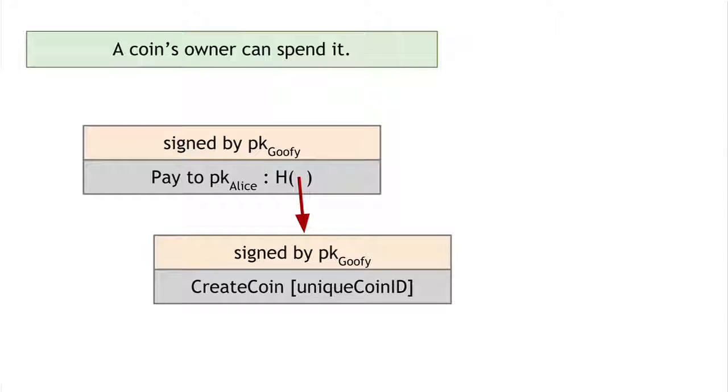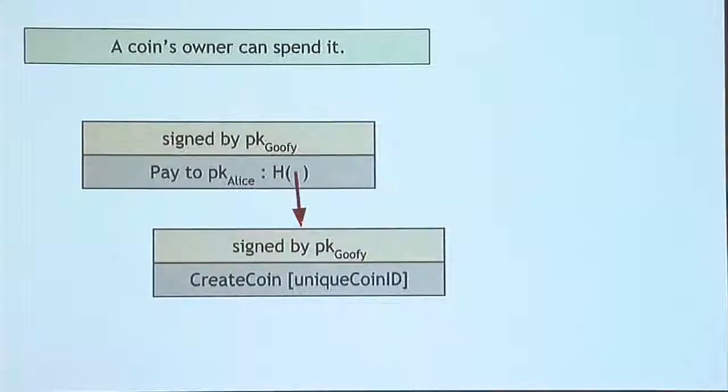The second rule of Goofy Coin is that whoever owns a coin can pass it on to someone else. They can spend it. So for example, here we have the coin that I showed you before that Goofy created. And now we're going to take a hash pointer to that coin, and then we're going to create a statement. Goofy's going to make a statement that says, pay this to Alice. Alice is being named by a public key here. Pay to public key Alice the coin that's represented by this hash pointer. And this is also signed by Goofy.